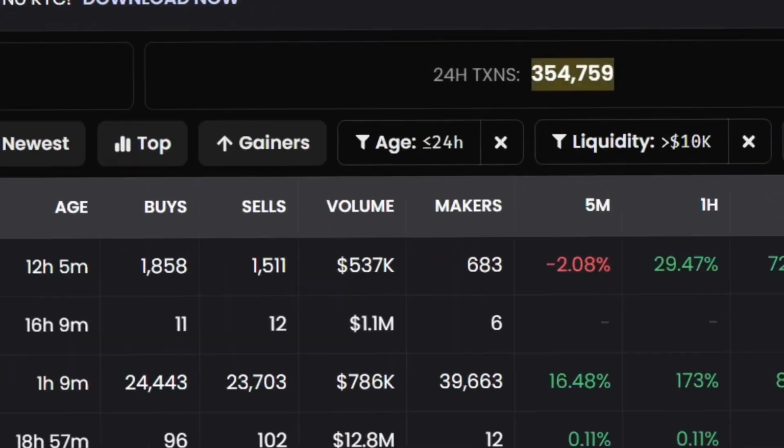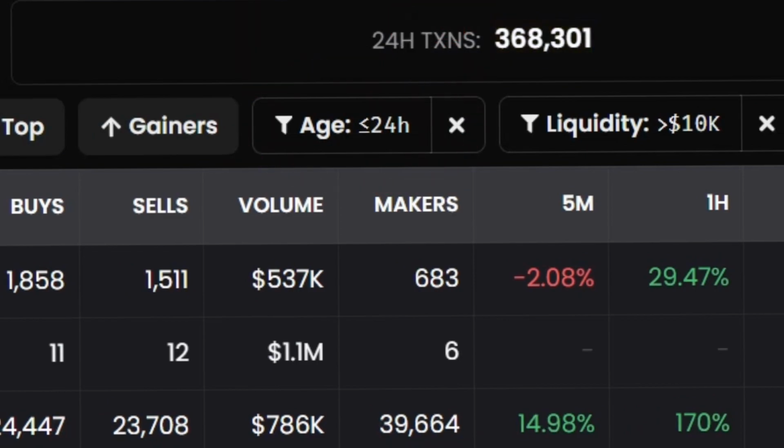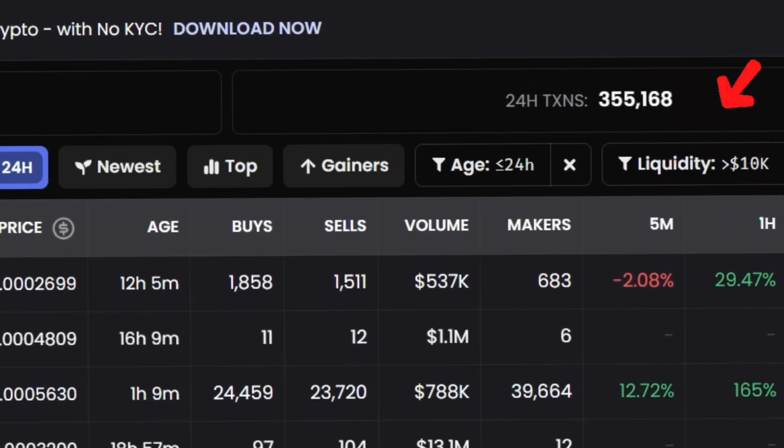Age. This tells you how long the token has existed. New tokens move fast but are risky. Old tokens are more stable but move slower. Best setting, minimum 24 hours old.